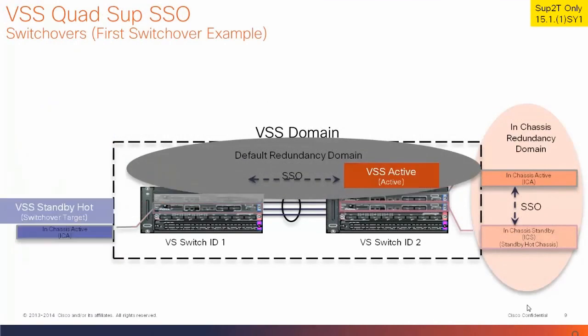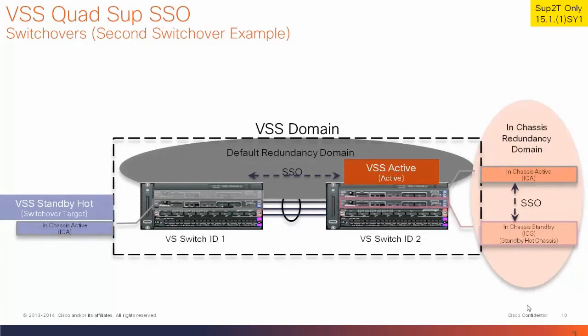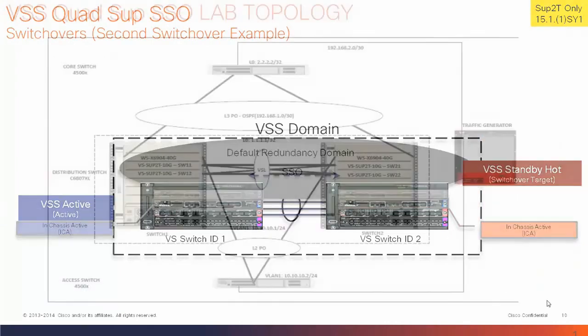So in the event of a VSS active supervisor failure, the VSS standby supervisor in switch 2 resumes the VSS active role, and the in-chassis standby SUP within switch 1 resumes the in-chassis active role for that particular chassis. The switchover time for within and across the chassis is sub 200 milliseconds. The same procedure repeats for the next supervisor failure or switchover.